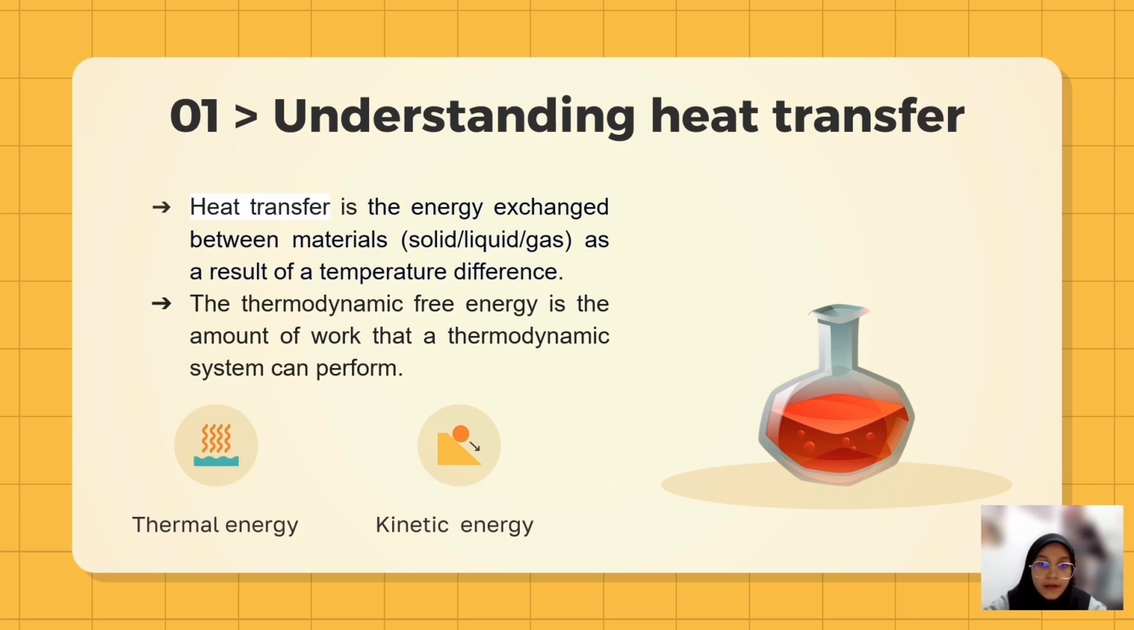First, understanding of heat transfer. Heat transfer is the energy exchange between materials, which is solid, liquid, gas, as a result of a temperature difference. The thermodynamic free energy is the amount of work that a thermodynamic system can perform. So there are two forms, which are thermal energy and kinetic energy. Thermal energy refers to the energy contained within a system that is responsible for its heat, and heat is the flow of thermal energy, while kinetic energy is the energy of motion, observable as the movement of an object or subatomic particle. Every moving object and particle has kinetic energy.